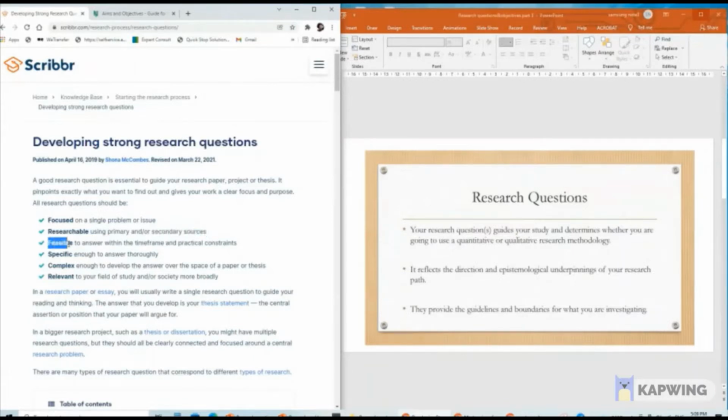Another thing is that your research question has to be feasible enough. It has to fit the time frame, and you have to ensure that it is practically applicable as well. Besides that, your research question should be specific enough to answer thoroughly, and complex enough to develop the answer. Of course, if you develop a research question that is too easy to answer, there is no point, as you will not be able to solve the research problem. So you have to ensure that it addresses how to solve the problem. And lastly, it has to be relevant.